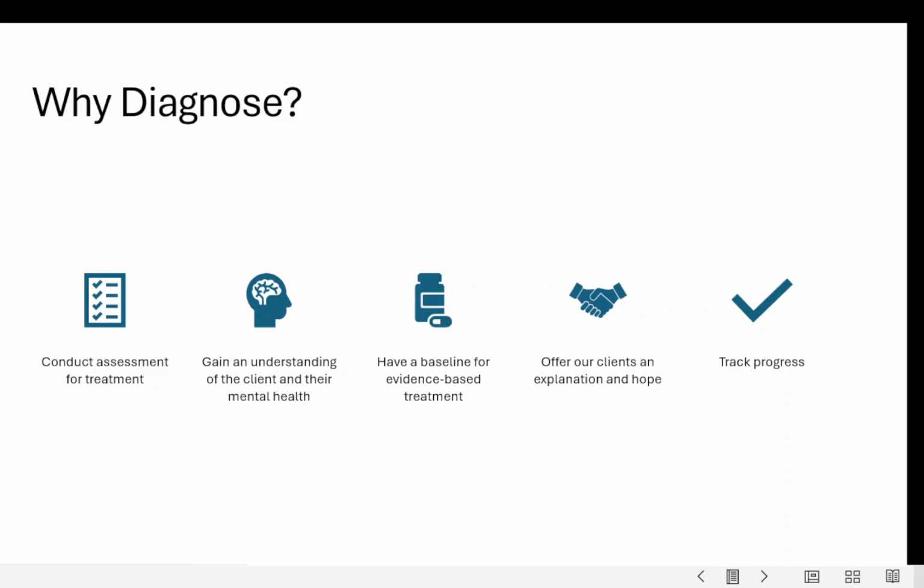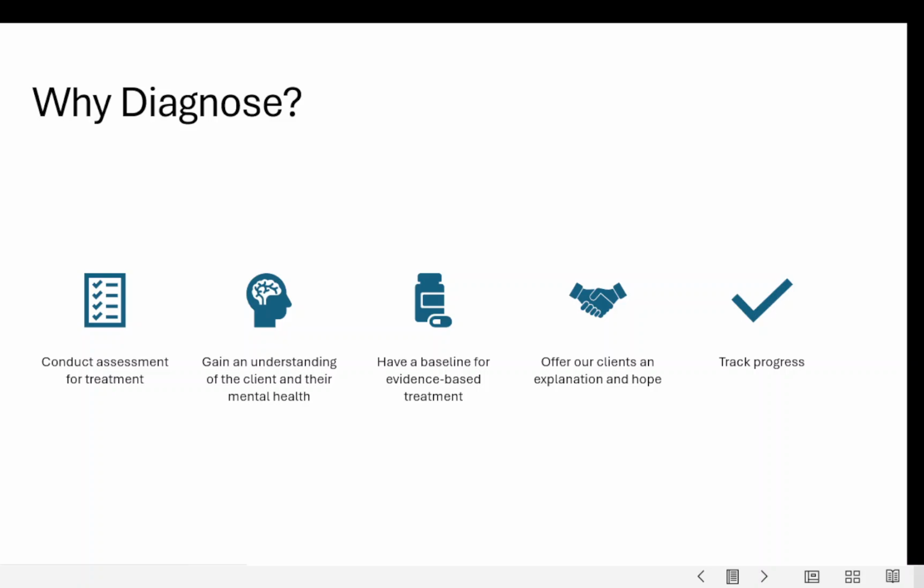What prompted them to reach out? What areas of their life do they want to improve? Having a baseline allows us to choose evidence-based treatments and tailor it to the individual's needs. By grouping disorders into specific classifications, we gain a clearer understanding of possible treatment paths and how we can measure progress. Diagnosis also allows us to provide an explanation for what the client is experiencing, which in turn offers them hope.